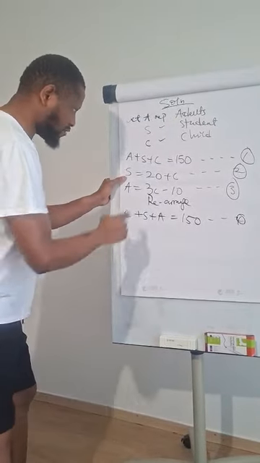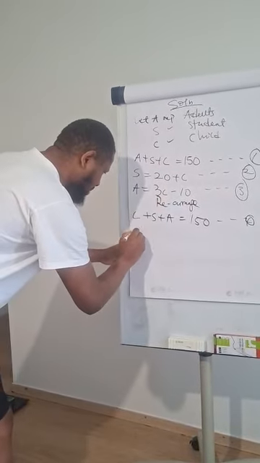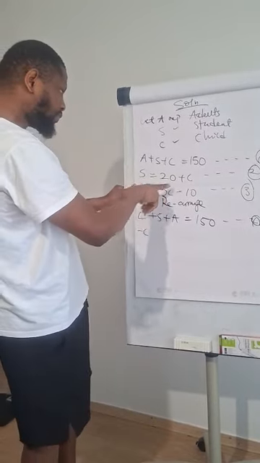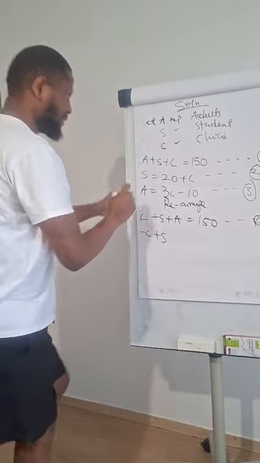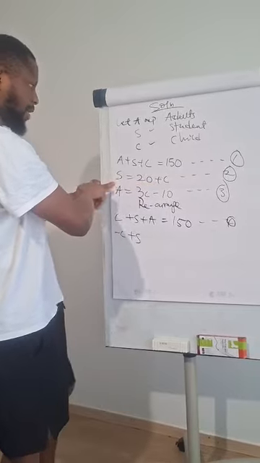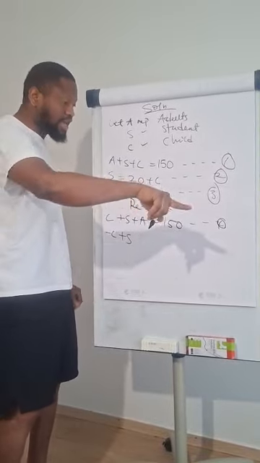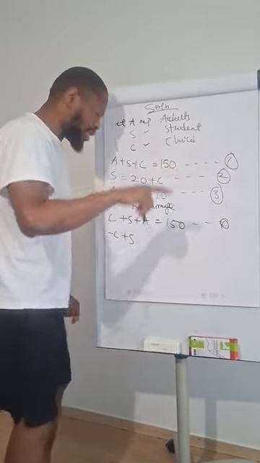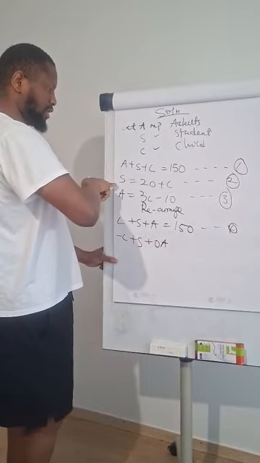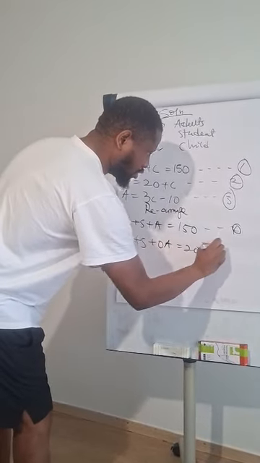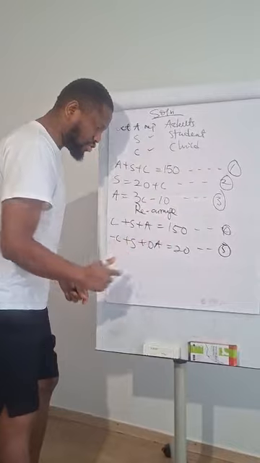Then the next one, C starts first. C will be crossing the equal to sign, so it will be negative: minus C. The next one is S, which is already before the equal to sign, so plus S. Then the remaining A. Because A is not appearing in this equation and we are using determinants of matrix, you introduce a positive 0A, so plus 0A, equals 20. Equation 5. Since we are rearranging, it is 4, 5, and the next one will be 6.